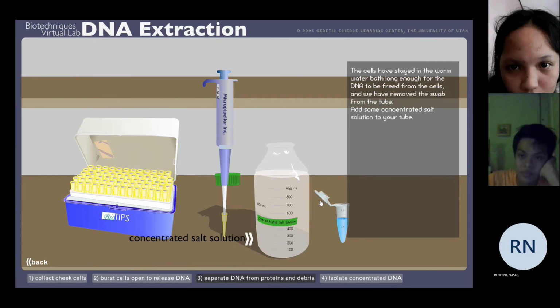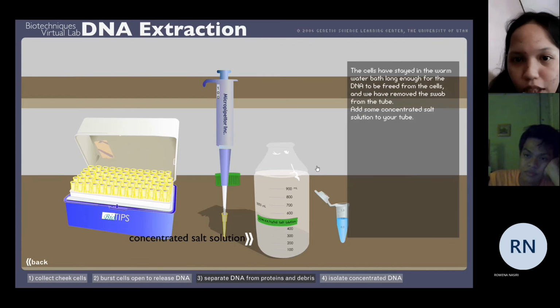So, the cells have stayed in the warm water bath long enough for the DNA to be freed from the cells. And we have removed the swab from the tube. Now, add some concentrated salt solution to your tube.